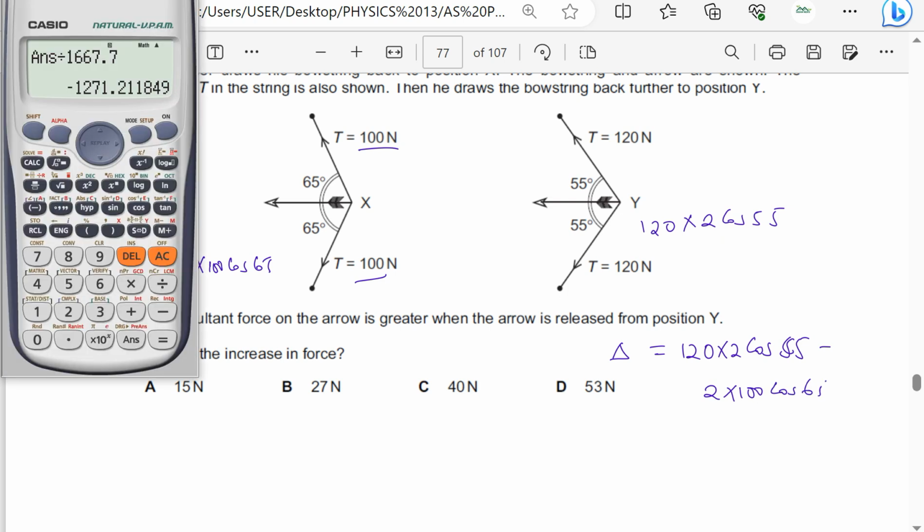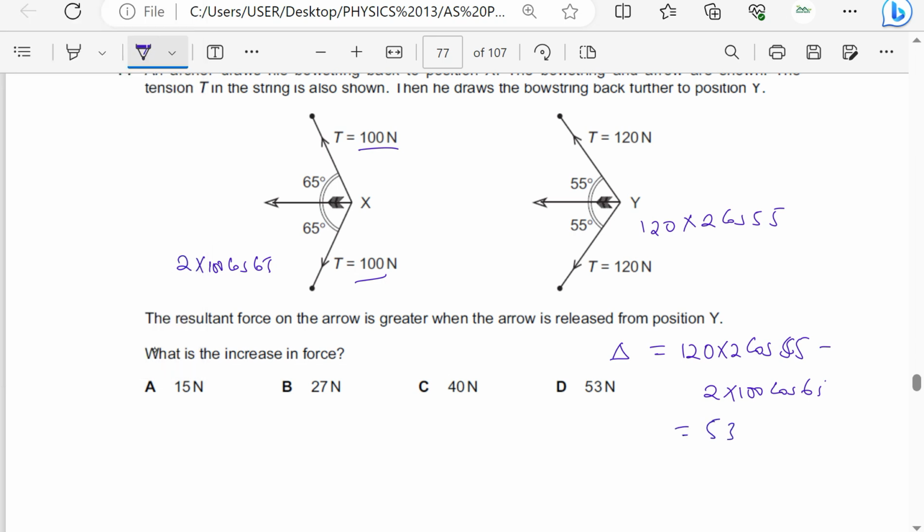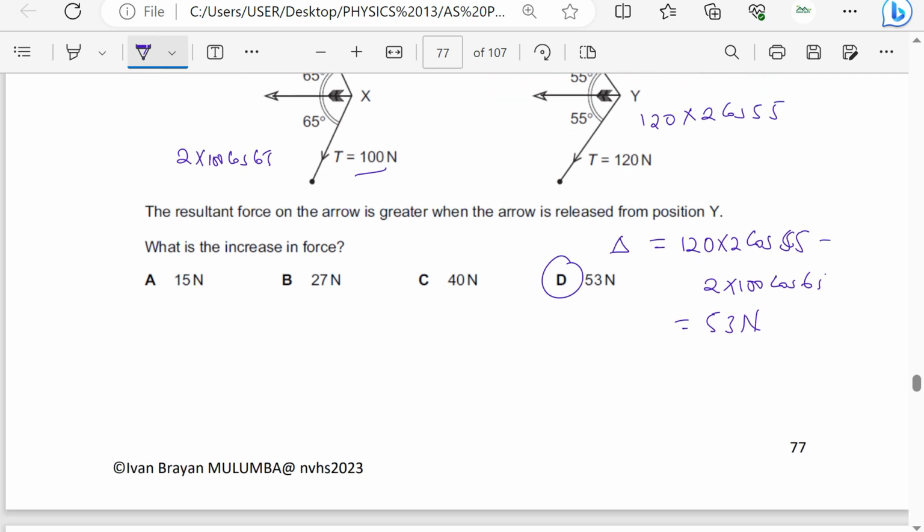So I'll just press my calculator. 120 times 2 cos 55 minus 2 times 100 cos 65. So I'm getting 53. So the change is 53 newtons. So the answer is going to be D. Okay, so our answer is D.